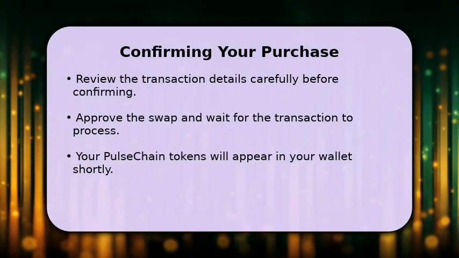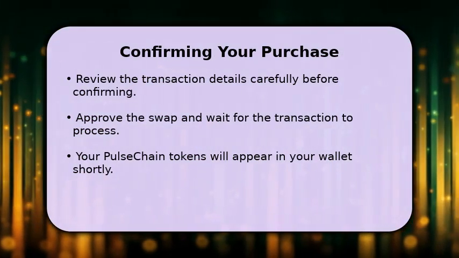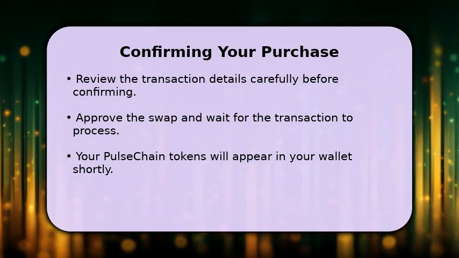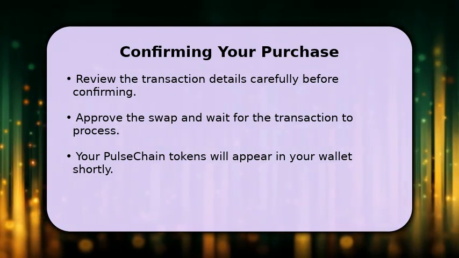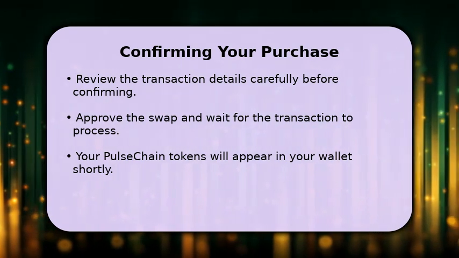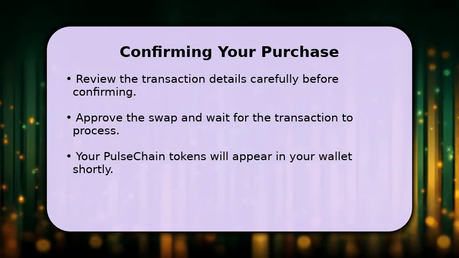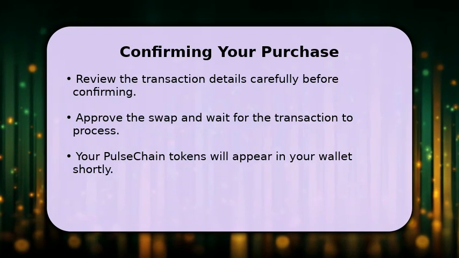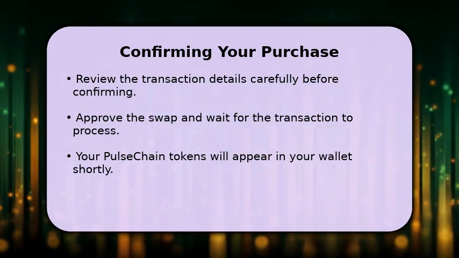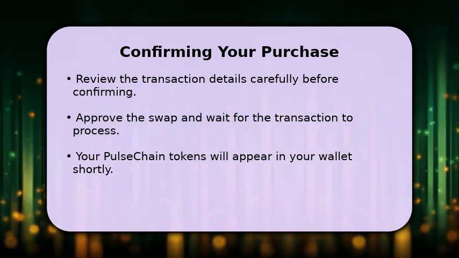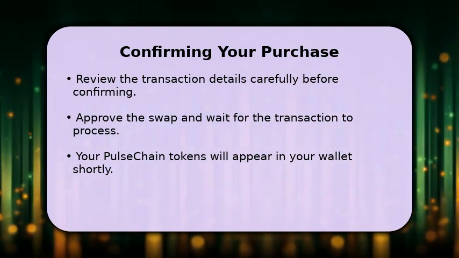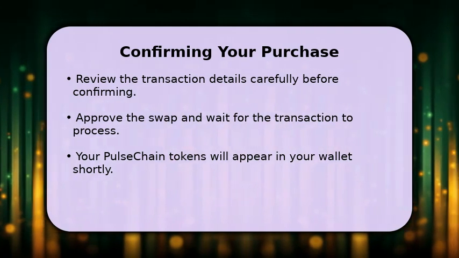After reviewing all the transaction details, including the amount and potential fees, confirm the swap. The transaction will then be sent to the blockchain for processing. This usually takes just a few moments, but can vary depending on network activity. Once confirmed, your new Pulsechain tokens will appear directly in your Coinbase wallet. Congratulations, you've successfully acquired Pulsechain. Always remember to keep your recovery phrase private and secure.